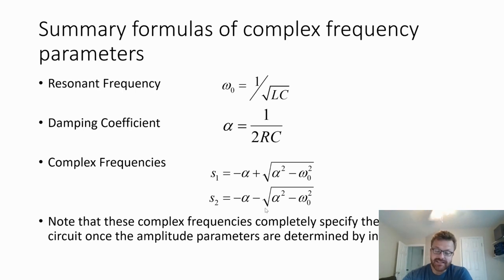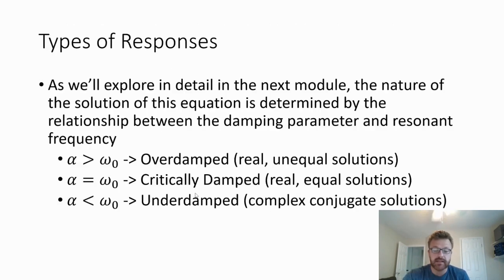So a lot of stuff to go there, but what you find is that these complex frequencies and these values of alpha and omega naught give us a way to not only interpret the physical intuition of the circuit, but also they give the complete solution to the circuit as long as we know the initial conditions. So one thing that you kind of need to remember is that there are 3 different scenarios that could occur with respect to the relationship between alpha and omega naught. So, your actual damping factor and your resonant frequency.